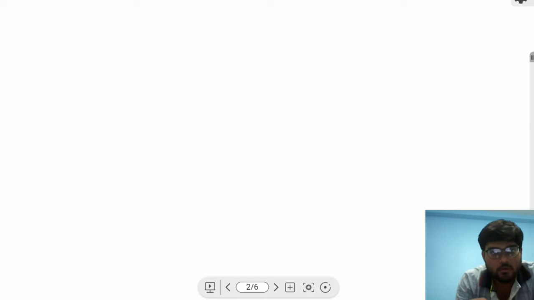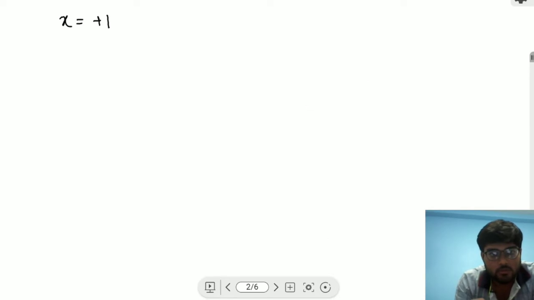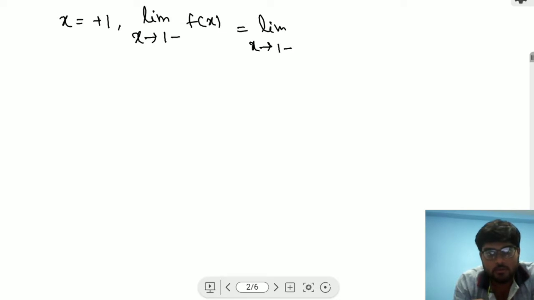So for x equals 1, is this continuous or not? So we'll check the limit x tends to 1 minus, the left hand limit. So limit x tends to 1 minus f(x) is equal to limit x tends to 1 minus x cos pi into x plus box x, right? So this is the function over here.